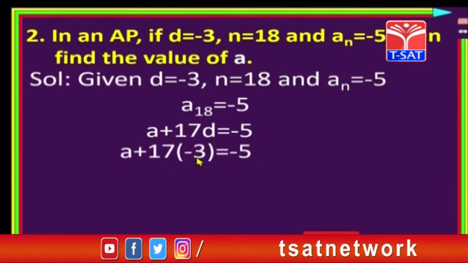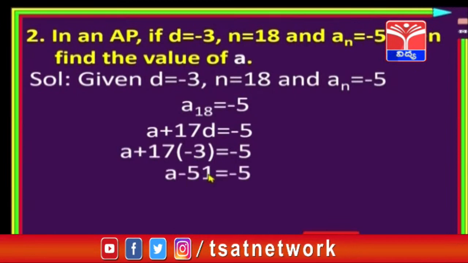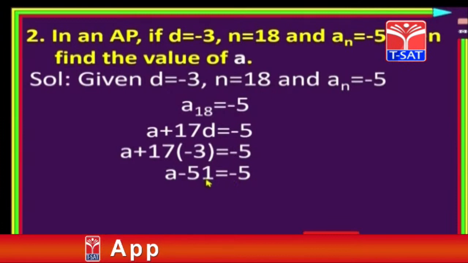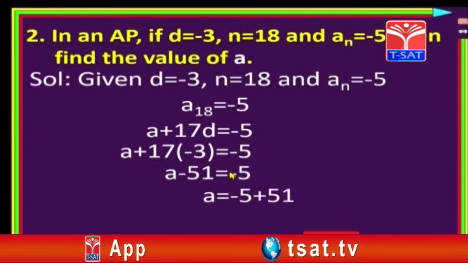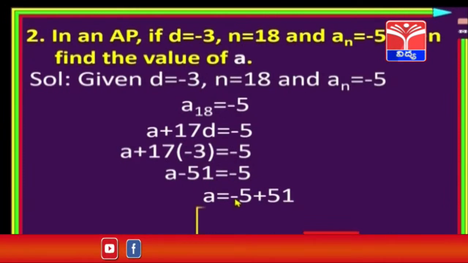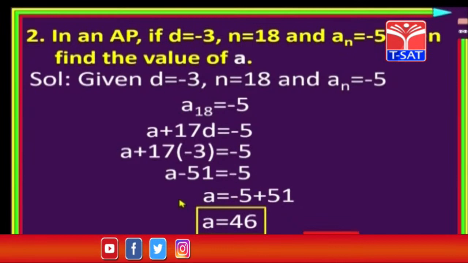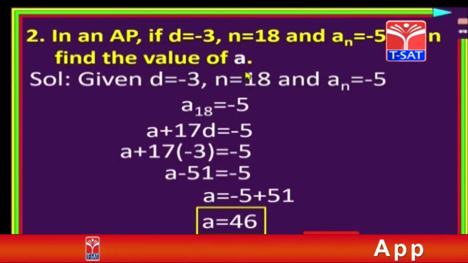What is 17 into minus 3? Minus 51. So A minus 51 is equal to minus 5. Bring minus 51 to the right hand side, we will get A is equal to minus 5 plus 51. So 51 minus 5 is 46. Therefore the value of A is 46. So by using the nth term formula we can find the value of A. Next, see one more example.